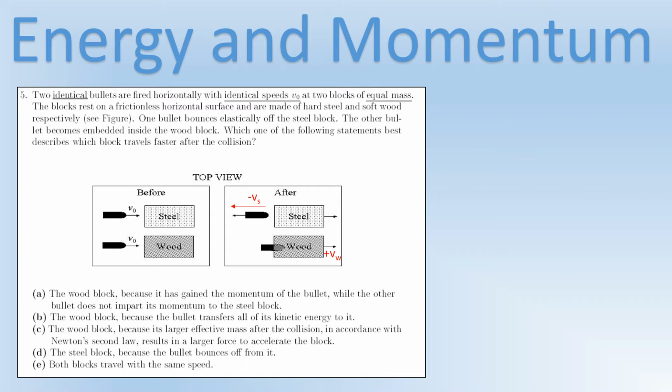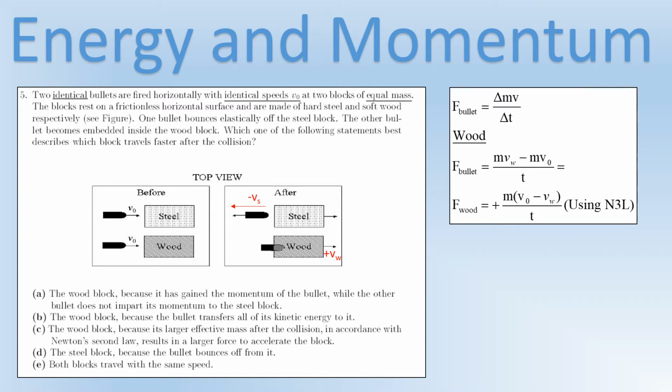Okay, so we're going to use Newton's laws to understand this one. The force that acts on the bullet will be the change in momentum of the bullet divided by the time in which that happens. For the wood, it's going to become embedded in it, so it's going to end up at the same speed as the wood. I've called that v wood. And it started at v0, so we get an expression for the force on the bullet, and using Newton's third law, the force on the wood must be equal and opposite.